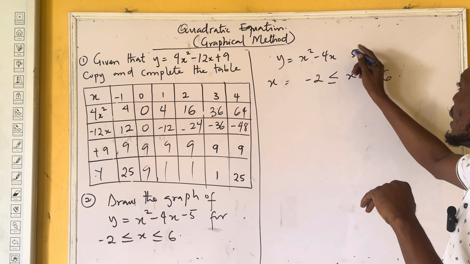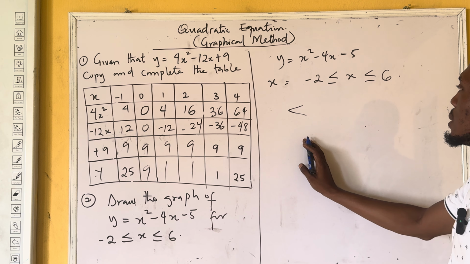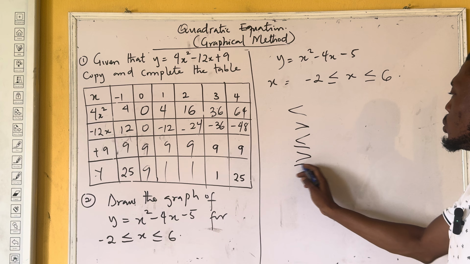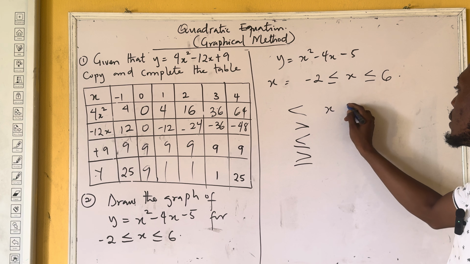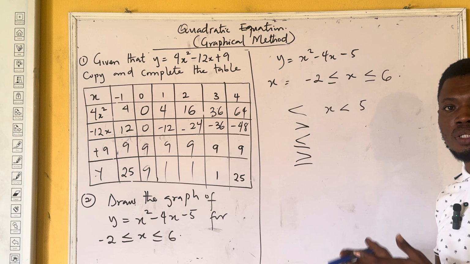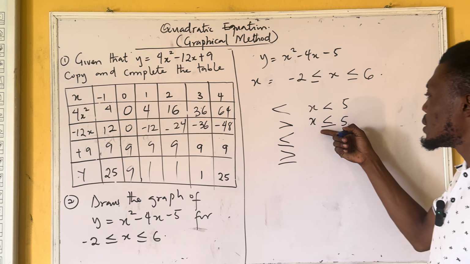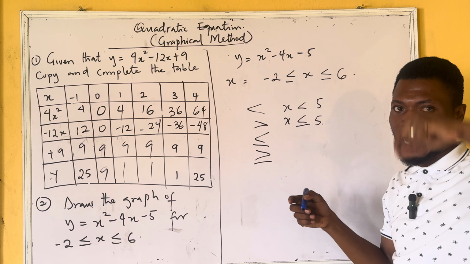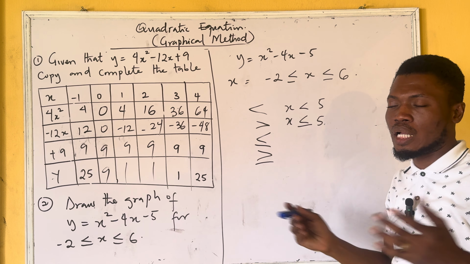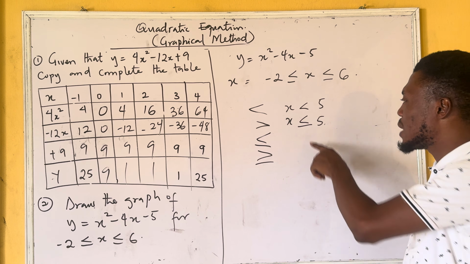Don't forget that in inequality, you have different signs. This guy is less than, this guy is greater than, this guy is less than or equals to, this guy is greater than or equals to. What this means is that if I say x is less than 5, that means values that are less than 5. That's 0, 1, 2, 3, 4. If I say x is less than or equals to 5, since there's less than or equals to, which will include 5. So my numbers will be 1, 2, 3, 4, 5, because I have less than or equals to.